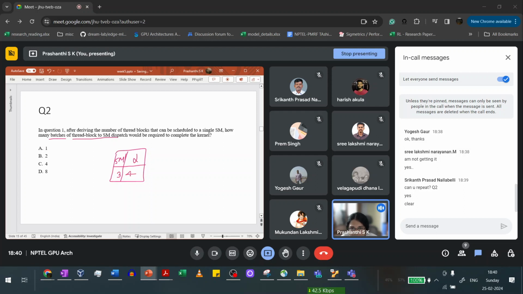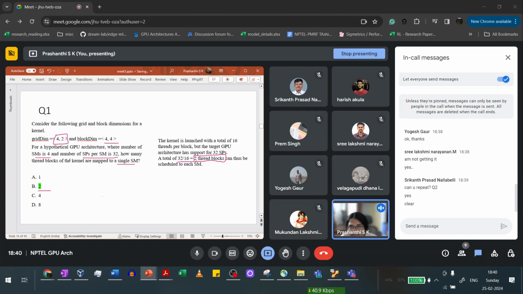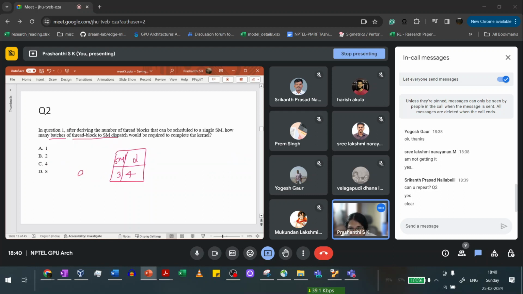Now how many blocks do you have in total? From the question, you have 4 into 2, or you have 8 blocks. And what we have already established in question 1 is that you can fit 2 of them per SM, right? What this question is asking you is how many batches do you need to dispatch.